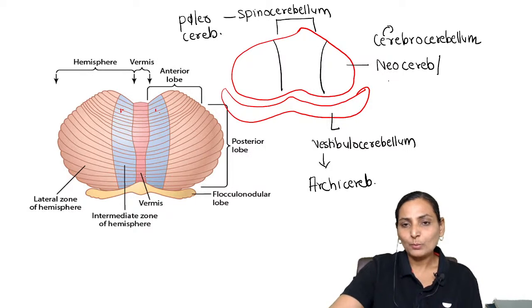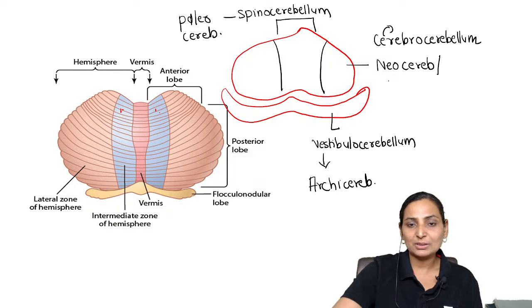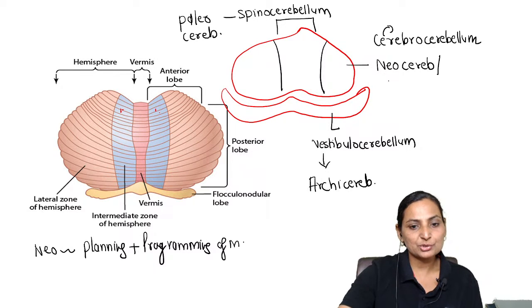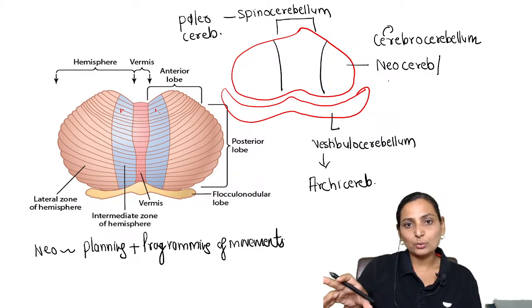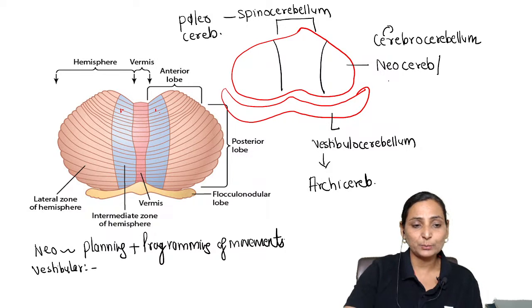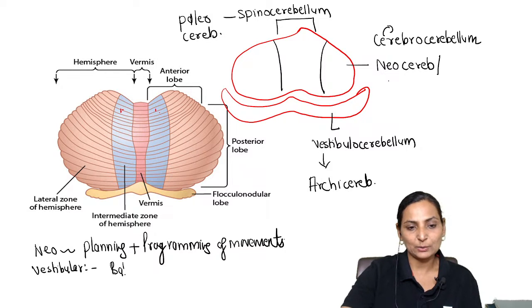Once you know these three lobes, you must directly know the functions of each part. The function of your lateral part, the neocerebellum, is involvement in the planning and programming of movements. This is the specific function of the neocerebellum, because it is not performed by the spinocerebellum or the vestibulocerebellum. As the name implies, the vestibulocerebellum is connected with the vestibular apparatus, so it is basically concerned with balance and equilibrium.